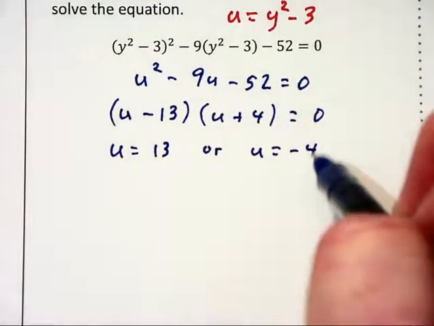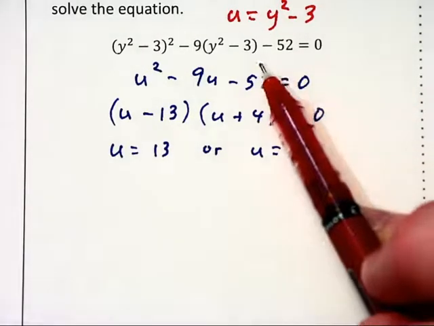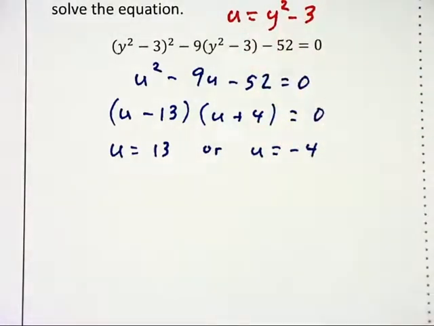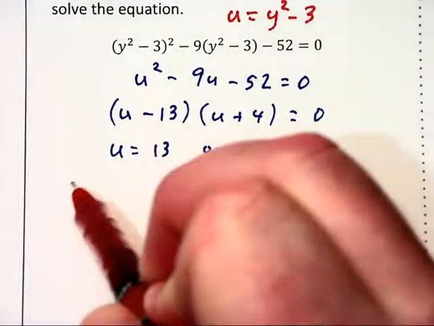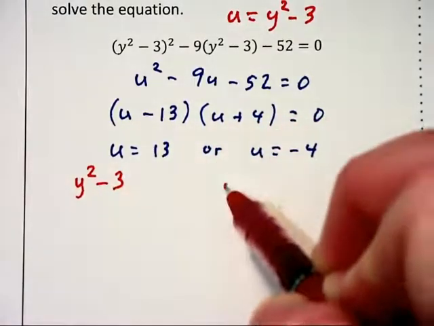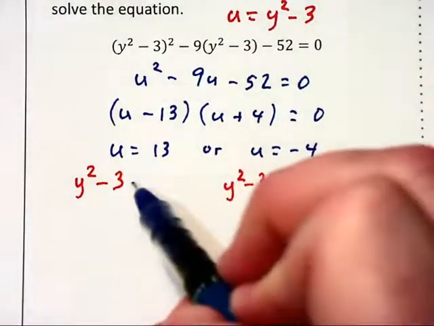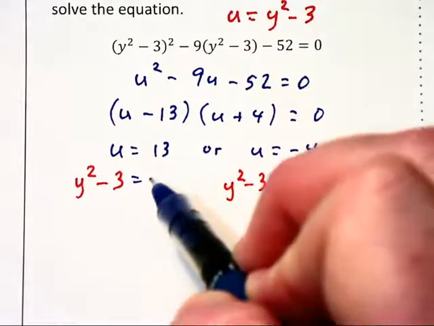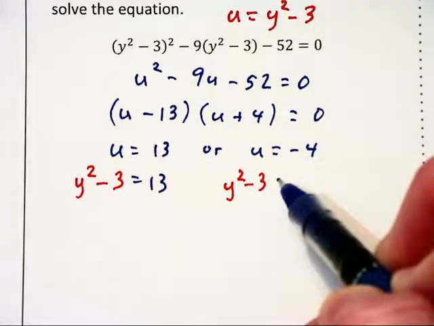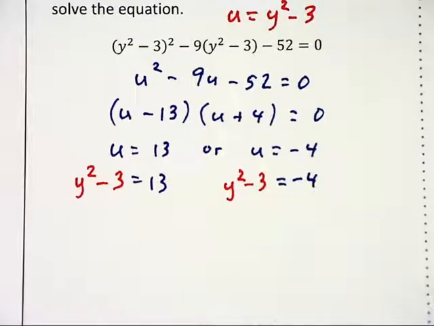and then solve this to get u equals 13 or u equals negative 4. However, the original equation had the variable y in it, and we've just solved for u. So we're going to back substitute, change u back into the y squared minus 3 that it actually is, and that will give us one equation of y squared minus 3 equals 13, or y squared minus 3 equals negative 4.